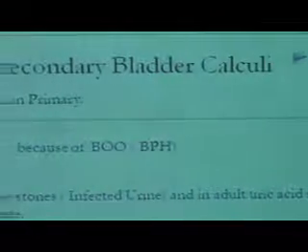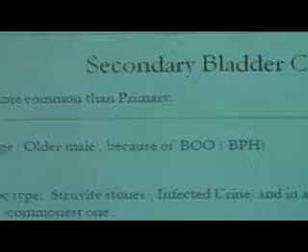So instead of children, which was prevalent in the primary bladder stone, here the age will be the older age group because of bladder outflow obstruction, and that bladder outflow obstruction is because of benign prostatic hyperplasia or prostatic carcinoma. Okay, and the most common types of secondary bladder stone are sometimes uric acid stone or struvite, the infectious stone. And usually the secondary bladder stone is solitary, but in 25% of cases it may be multiple.